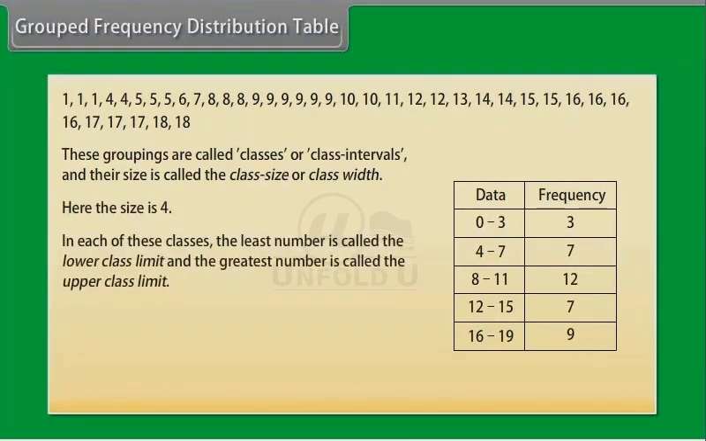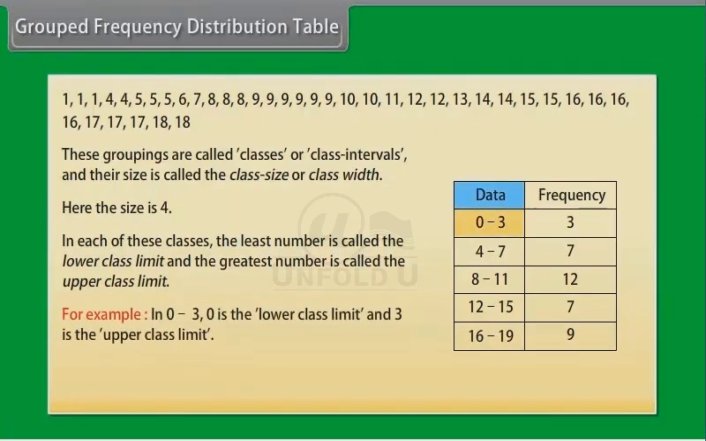In each of these classes, the least number is called the lower class limit and the greatest number is called the upper class limit. For example, in 0 to 3, 0 is the lower class limit and 3 is the upper class limit. These kinds of tables are called grouped frequency distribution table.